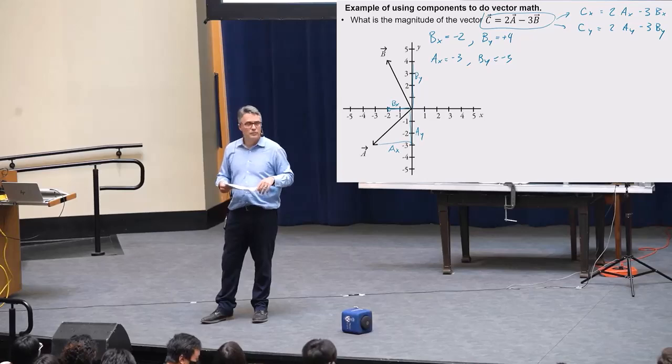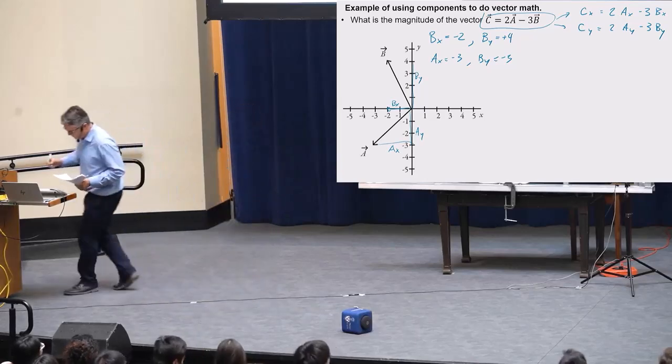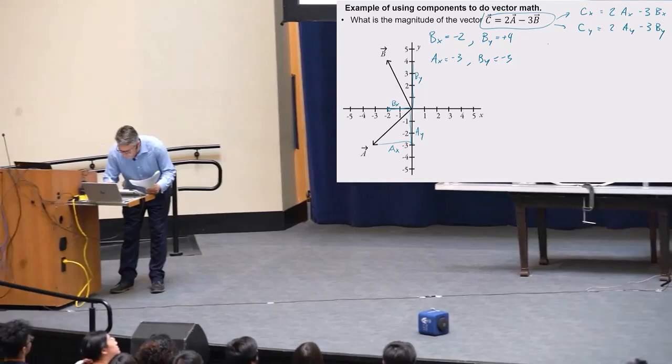Pythagoras and the 10 to the minus 1 thing. Ready? Should we do it? So let's start with the x component.